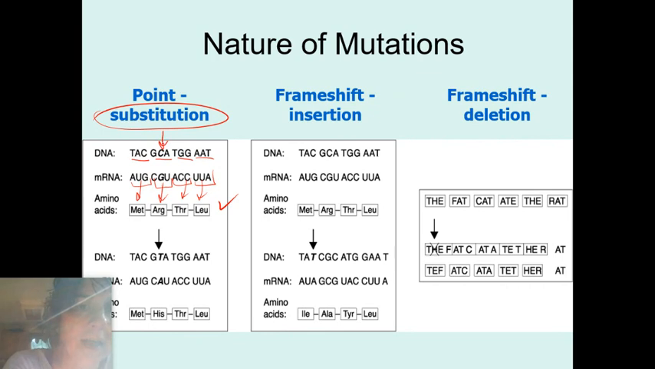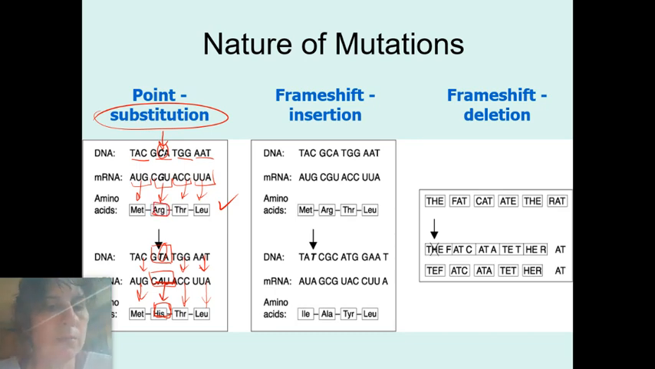But if this C gets substituted with something like a T, now this is all correct going this way, and so are these guys because they didn't get affected. So all three of these are fine. The one that gets wrong is you have the wrong messenger RNA right there. So where I should have had CGU, now I have CAU. And CAU codes for different amino acids. So I have histidine instead of arginine.